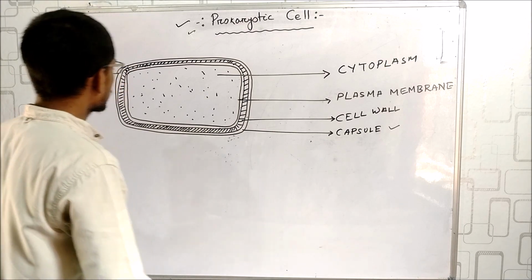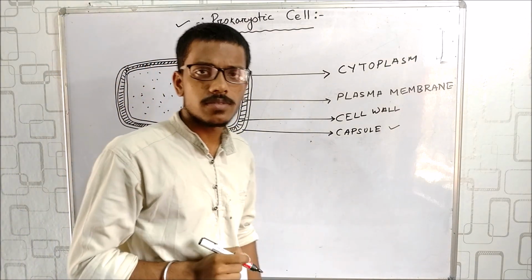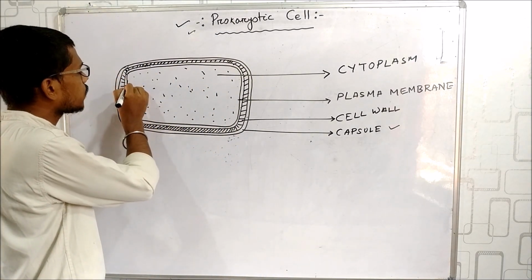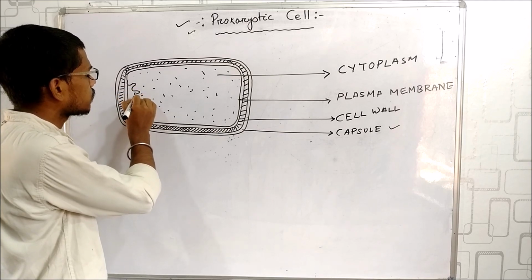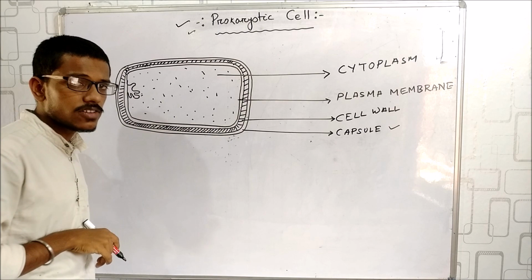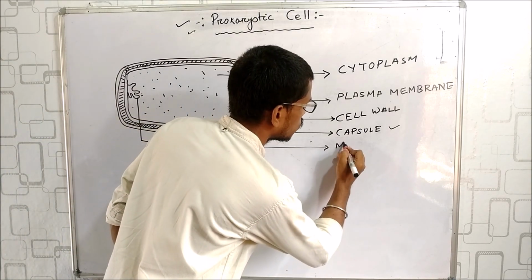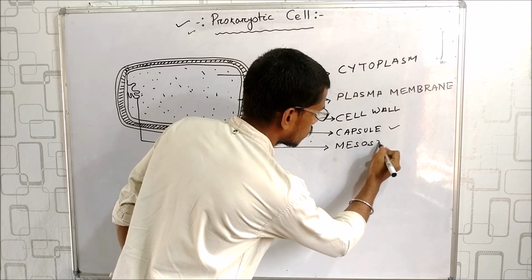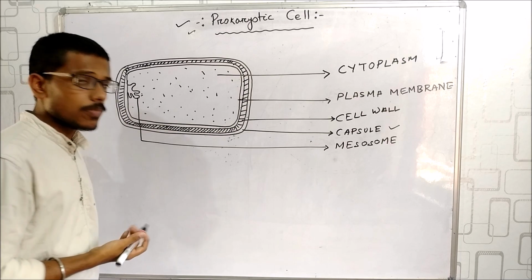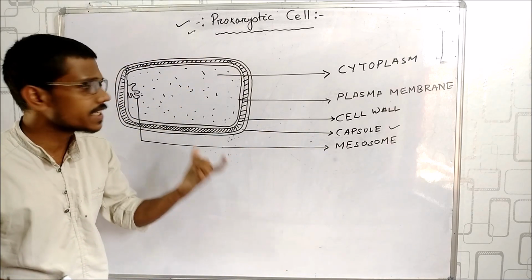And you know that there is some ingrowth of the plasma membrane found in bacterial cells. In bacteria there are infoldings of this plasma membrane. This is an inward infolding inside the cytoplasm, and the name of this infolding is mesosomes. Some scientists believe that the mesosome may help in respiration in the prokaryotic cell.